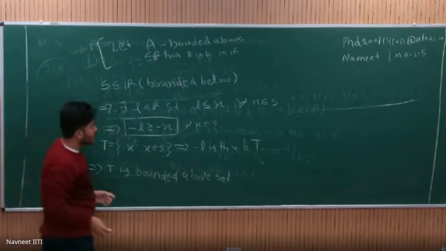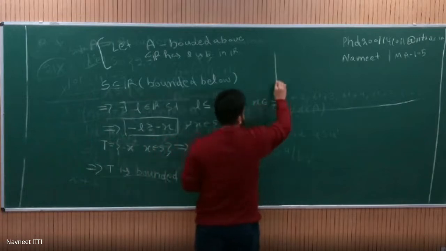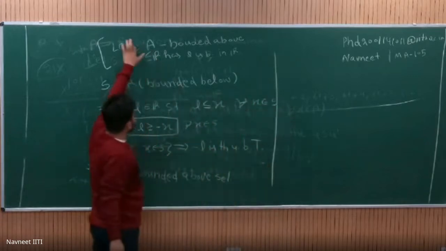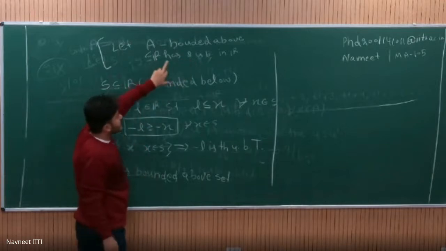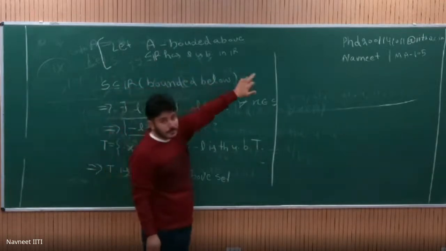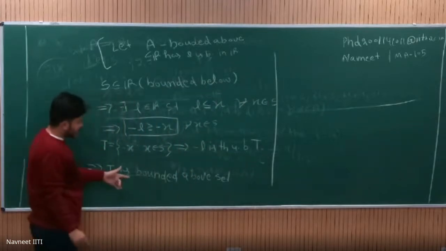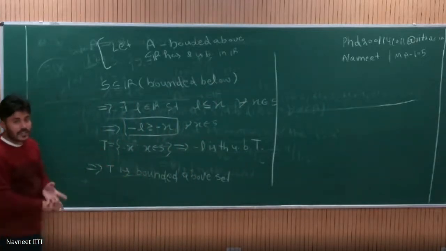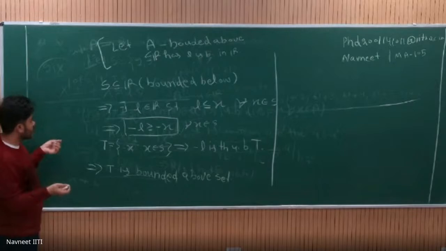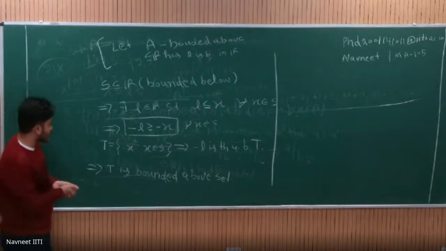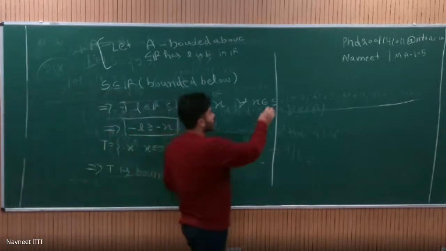What is the meaning of a bounded above set? Now what our assumption is saying? Assumption is saying if A is a bounded above subset of R, then it has a least upper bound. And now we find that T is a bounded above set. That means T has a least upper bound. Let us take some number which is the least upper bound, let us take U.